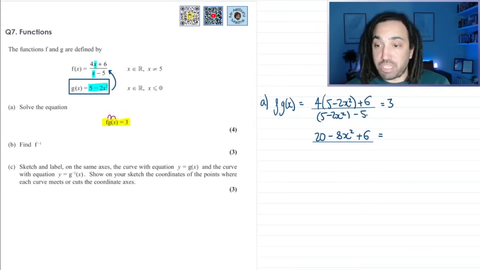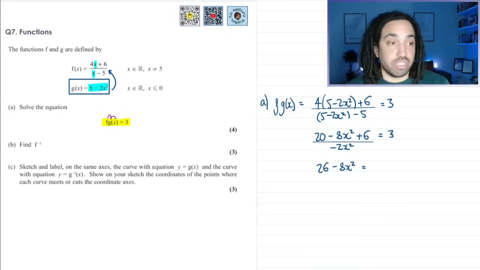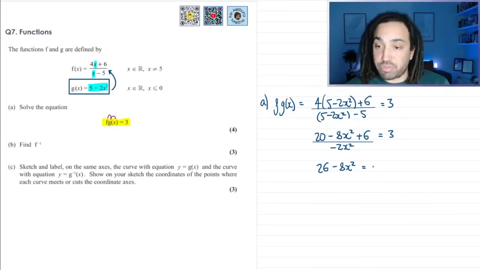We've got a 5 minus a 5, and we've also got a minus 2x squared, and that equals 3. Okay, so now we can simplify the top even more to get 26 minus 8x squared, and we're going to multiply the denominator to the other side. So timesing through by 3 gives me minus 6x squared.